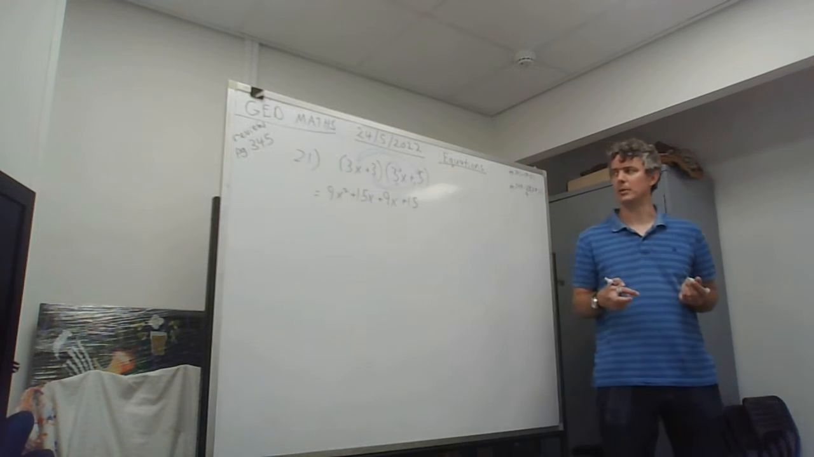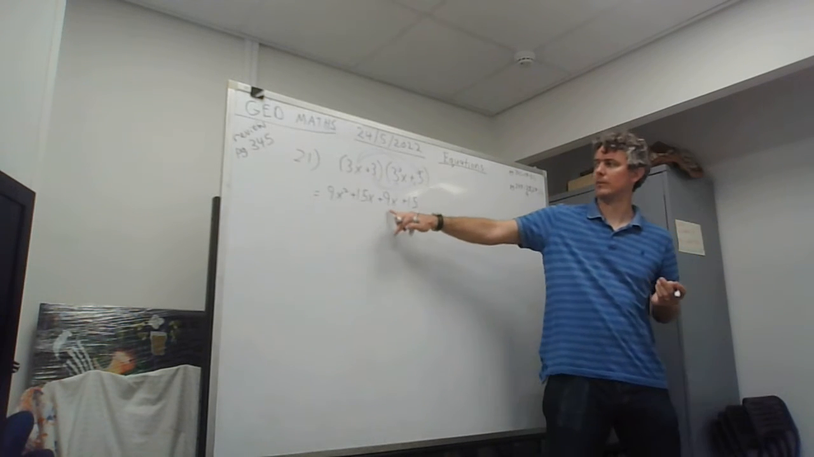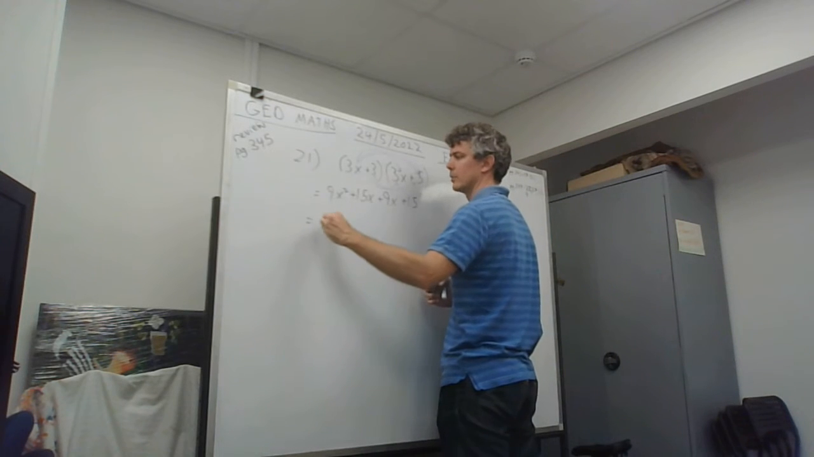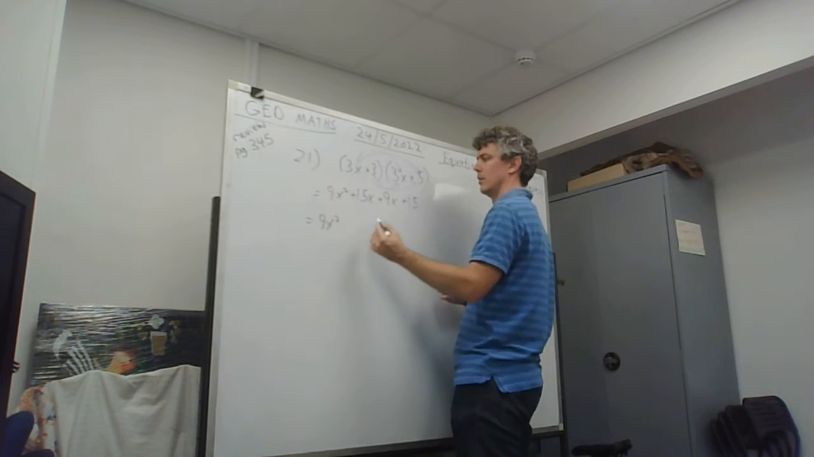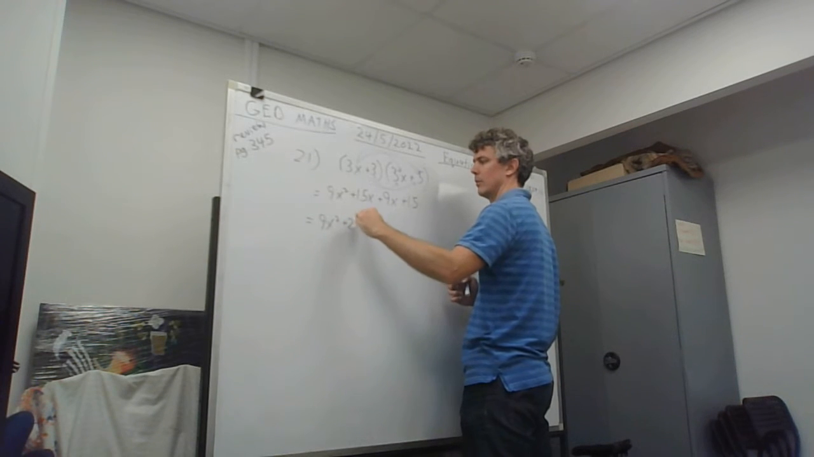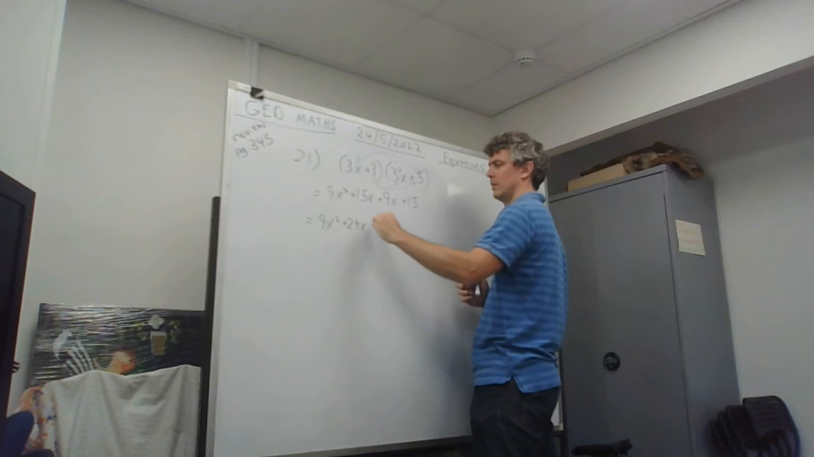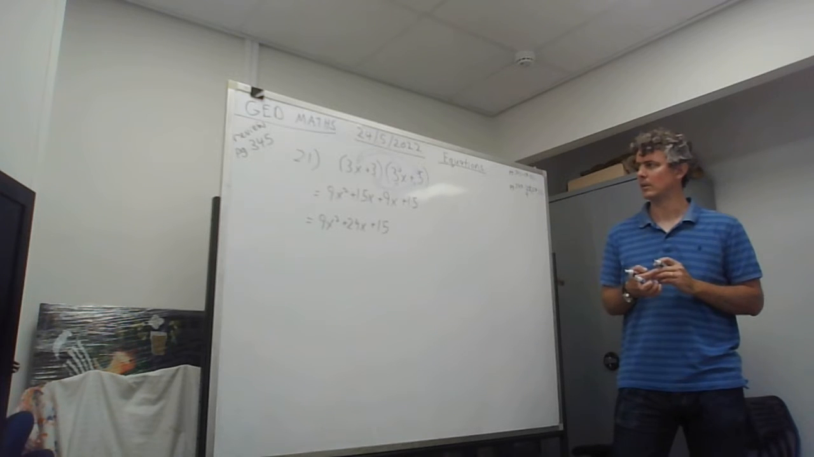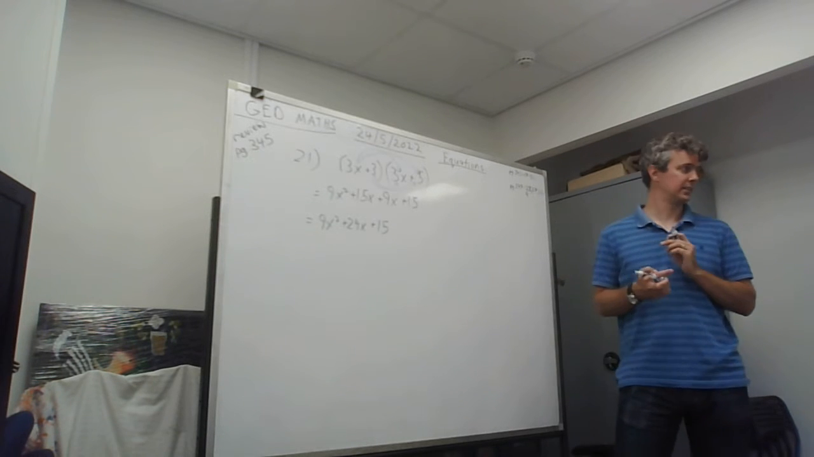Okay. And then we can add like terms. It's x and x, right? So this becomes 9x squared plus 24x. That's right. 15 plus 9 is 24. Plus 15. Yeah, 24x, not x squared.